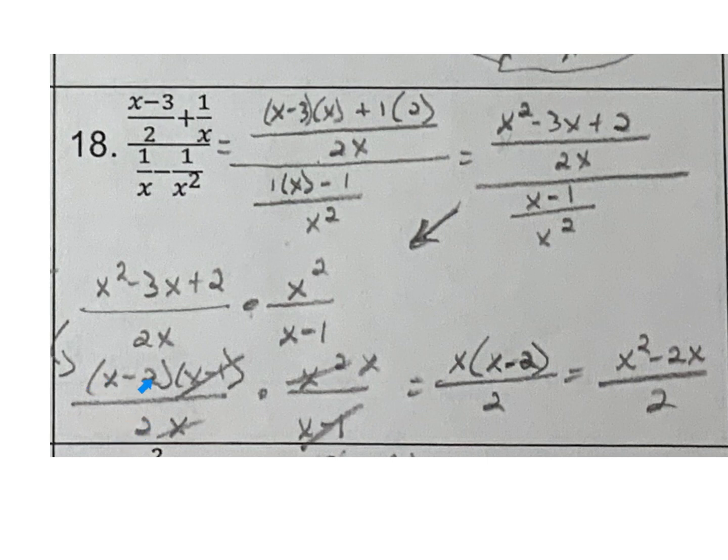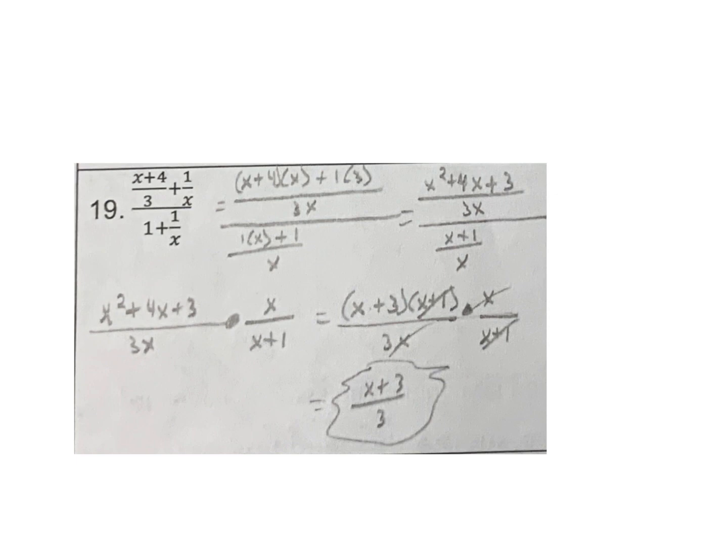So now it's just x minus 2 times x, and then 2 times x. I'm sorry, just 2 times 1. All of this got canceled, okay? So times 2. Well, there's no common factors, but we have x squared minus 2x over 2.